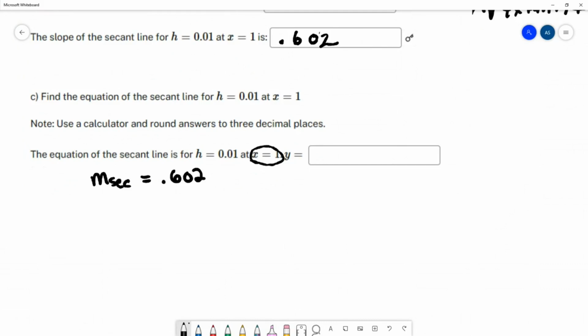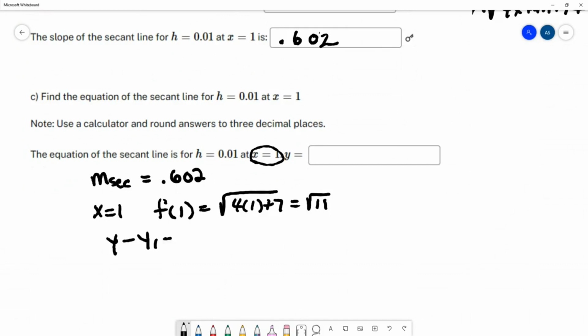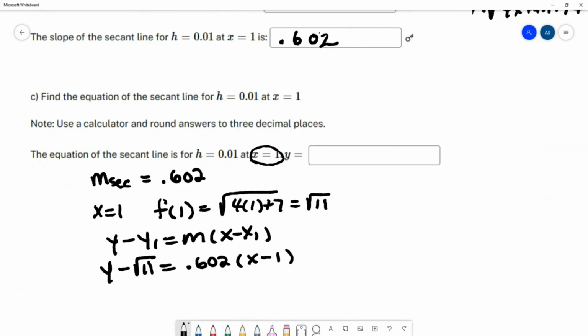So we were given our x equal 1. Let's find the y. f of 1 will be the square root of 4 times 1 plus 7, that's the square root of 11. So we'll substitute this into our point slope form. y minus y1 equals m times x minus x1. That's y minus the square root of 11 equals 0.602 times x minus 1.